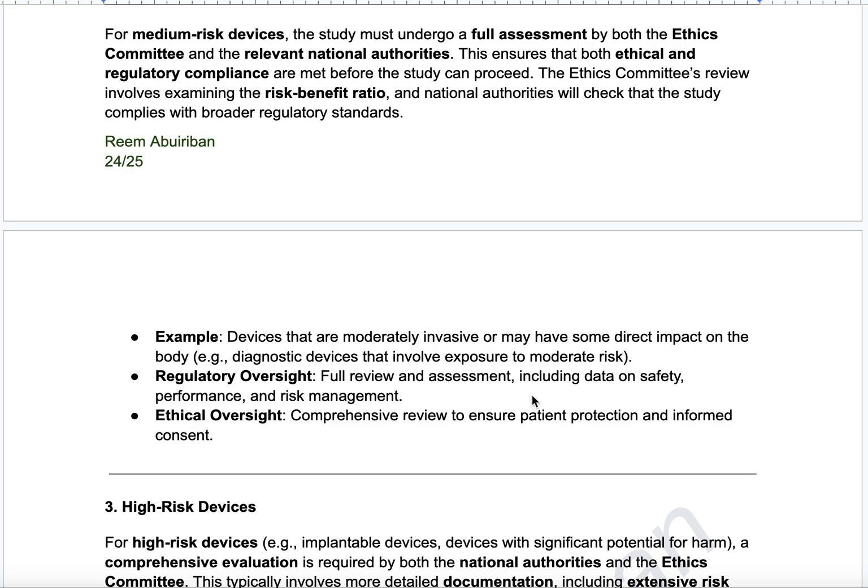For example, devices that are moderately invasive or have some direct impact on the body, like diagnostic devices that involve exposure to moderate risk. Regulatory oversight: review and assessment, including data on safety, performance, and risk management. Ethical oversight: comprehensive review to ensure patient protection and informed consent.